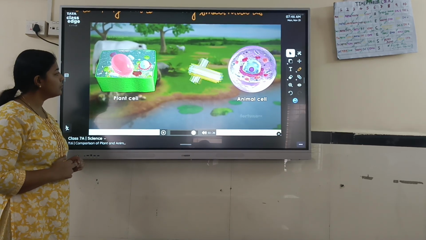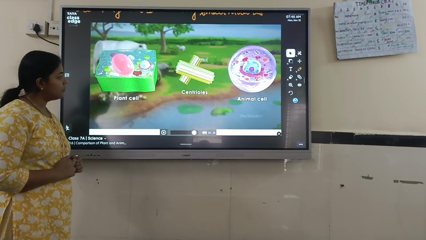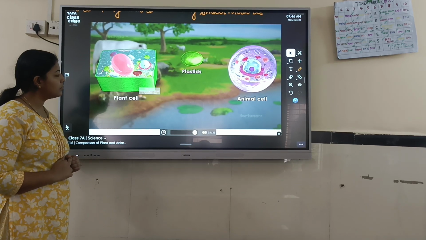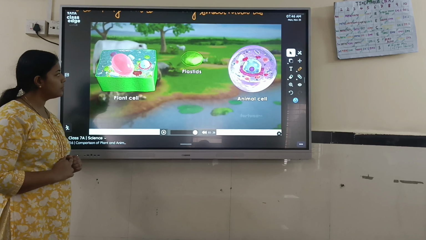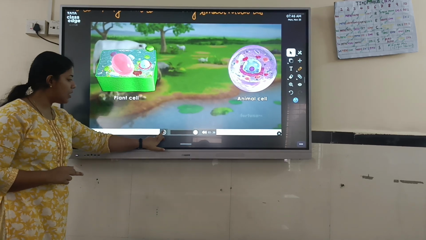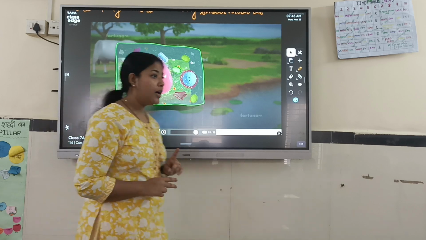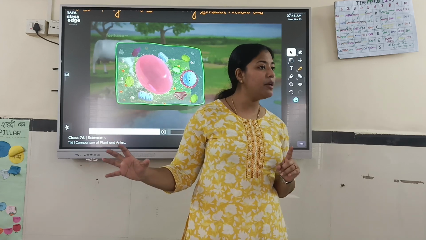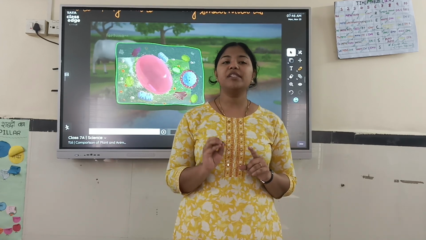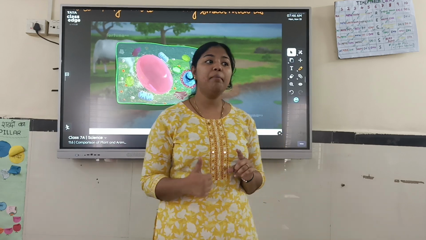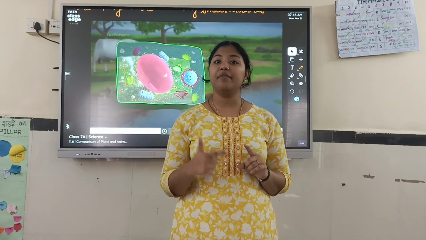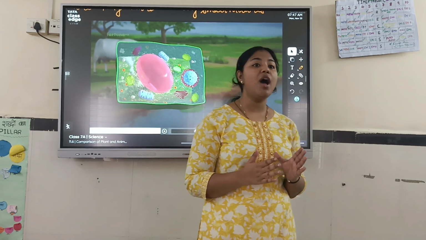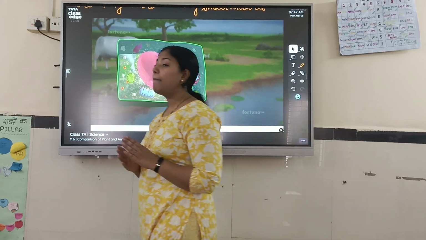Only the animal cell contains centrioles, which aid in cell division, and only the plant cell contains plastids, which are typically involved in storing or manufacturing food for the plant. So now there are two different organelles. We have centrioles in the animal cell. Do we have centrioles in the plant cell? No. What is the function of centrioles? They help in the process of cell division.